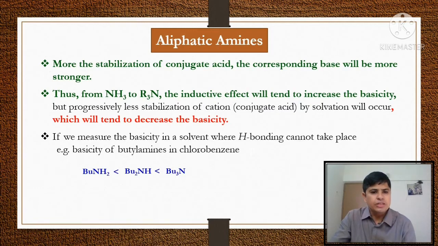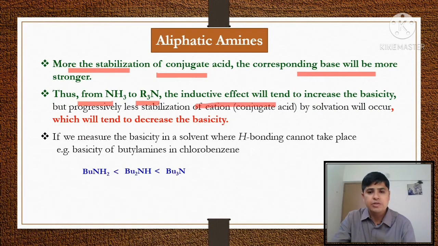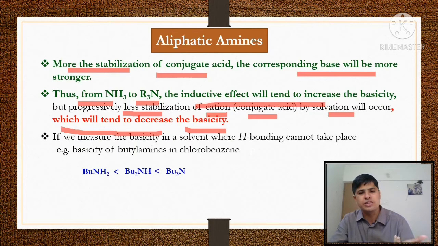The more stabilization of the conjugate acid, the more strongly basic the corresponding base will be. Thus from ammonia to tertiary amine, the inductive effect will tend to increase the basicity, but there is progressively less stabilization of the cation, that is the conjugate acid, by solvation, which will tend to decrease the basicity. In the tertiary amine there is just one proton, which gets bonded through intermolecular hydrogen bonding.